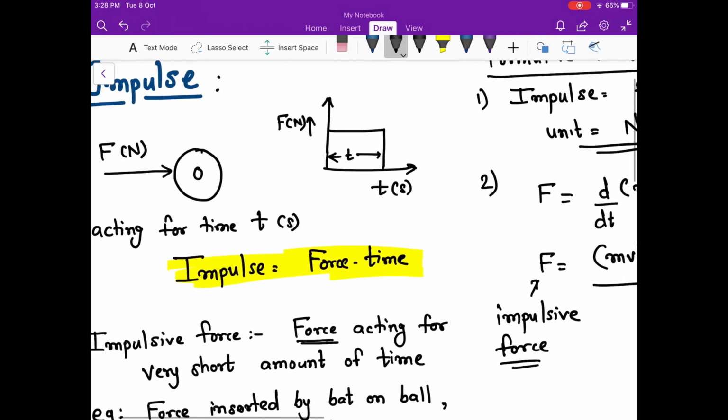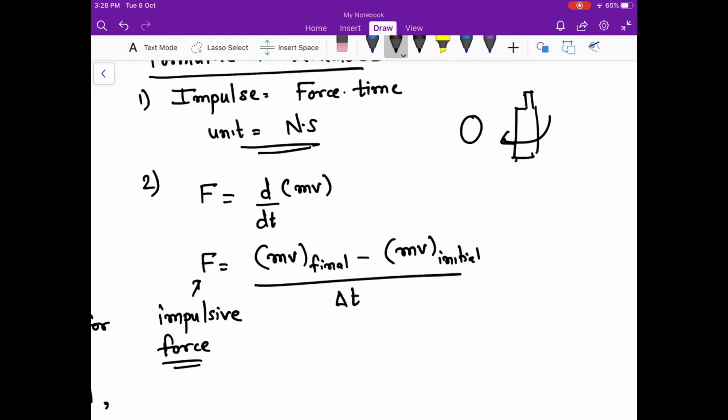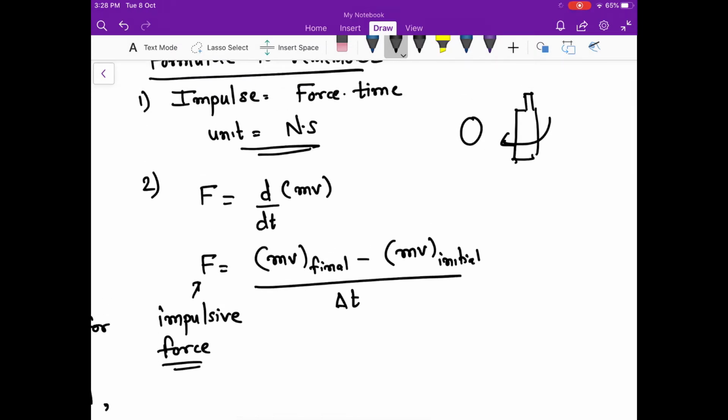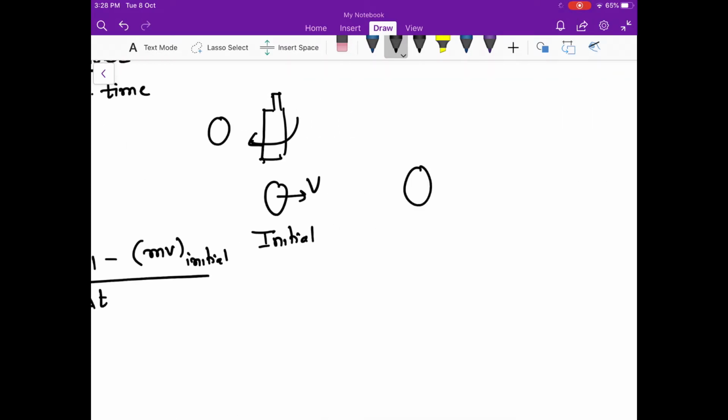Now what is impulsive force? Let us say I have a cricket bat. This is a bat, and while playing cricket I am swinging this bat, and by this bat I am hitting this ball. Initially this ball was moving with some velocity v, this is initial. At the time of contact, this bat exerts a force F on the ball, and because of this force the ball leaves with some velocity v final, and this initial velocity is v initial. So this is final.